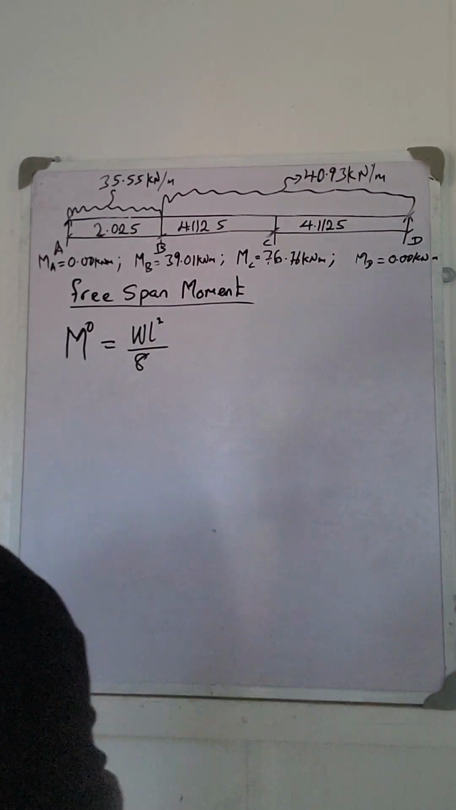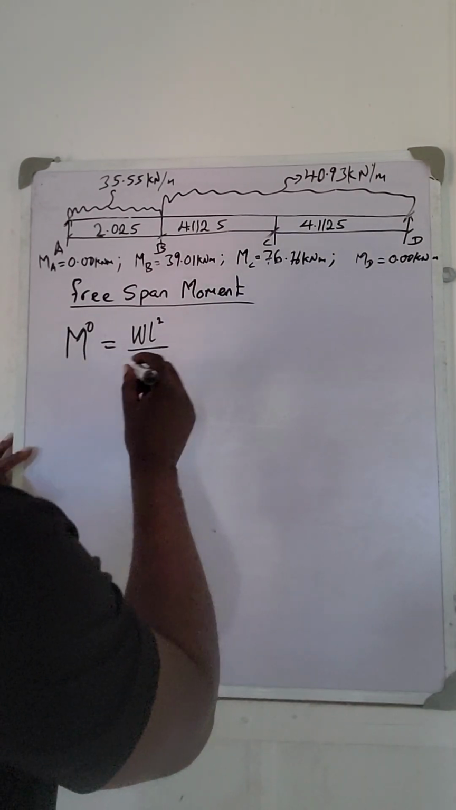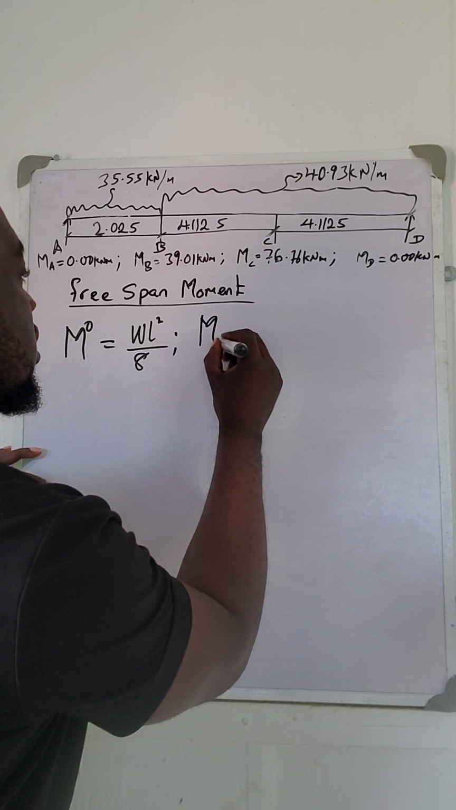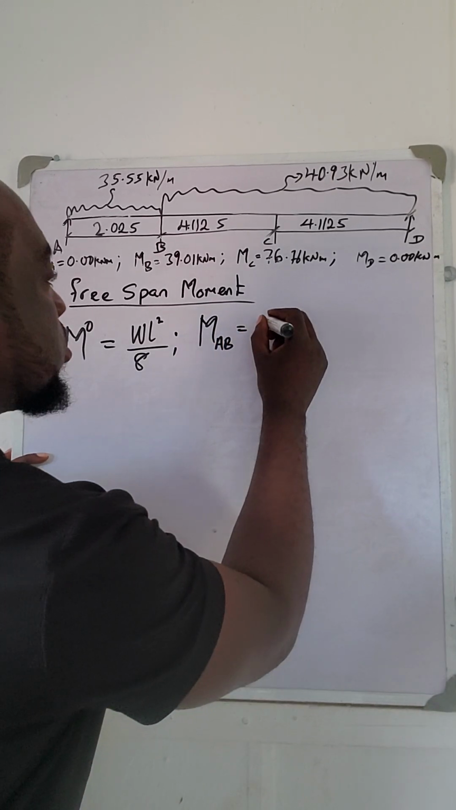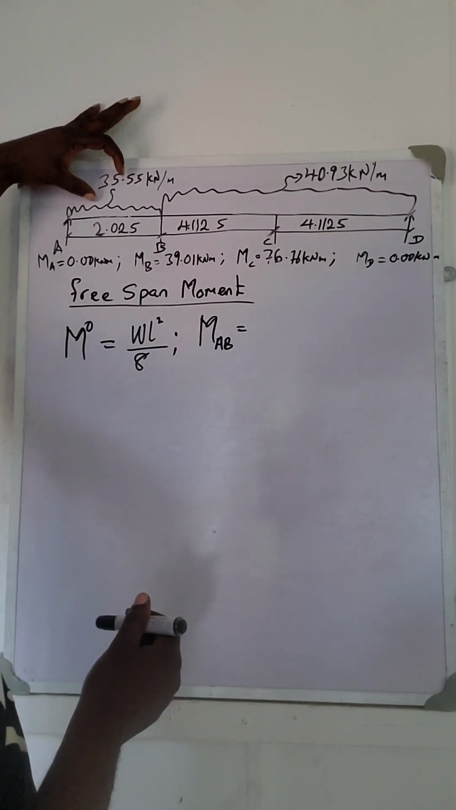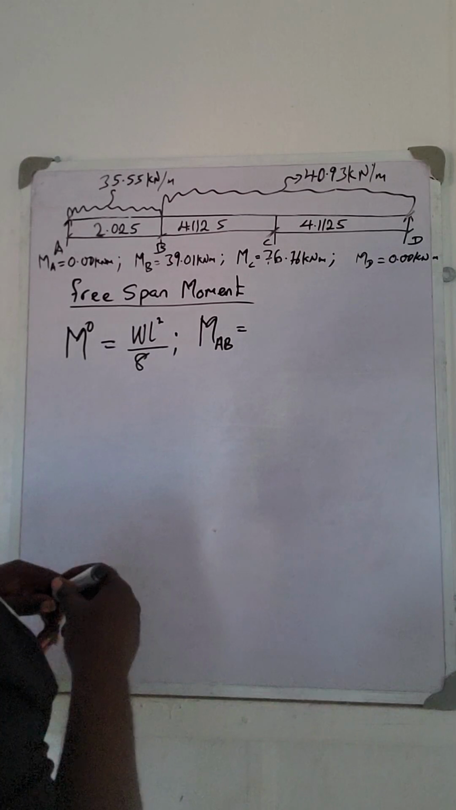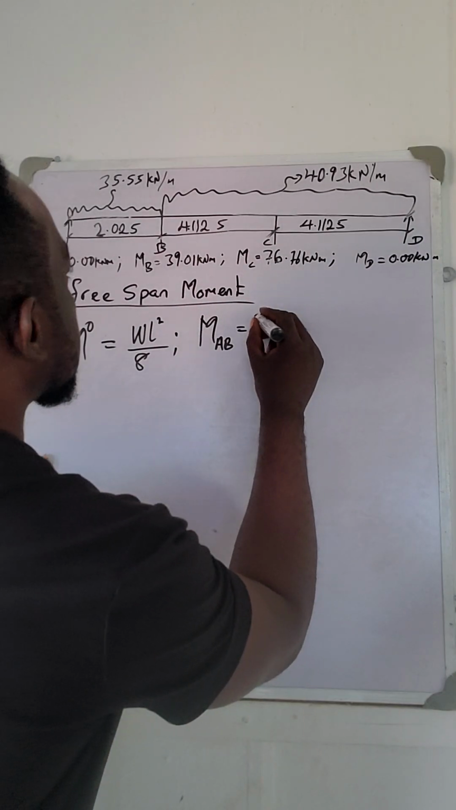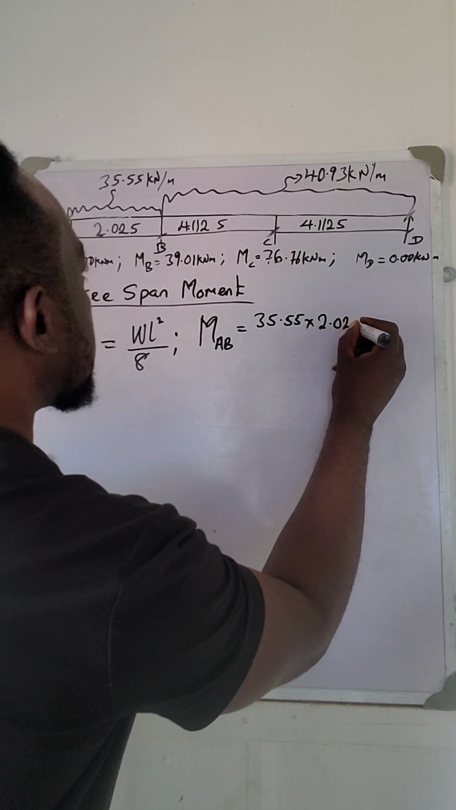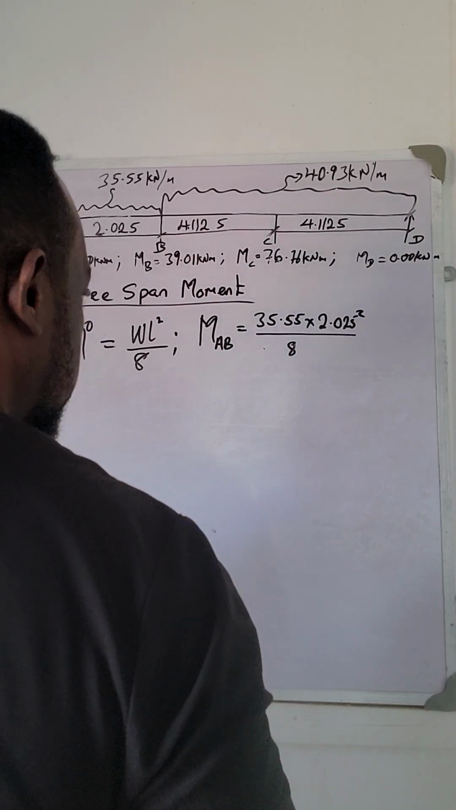Now, free span moment for A and B. MAB is equal to W L squared over 8. W in this case is 35.55 kilonewton per meter. If you don't know how we got this one, go to my previous class. Everything is there. Now W is 35.55 multiplied by 2.025 squared over 8.